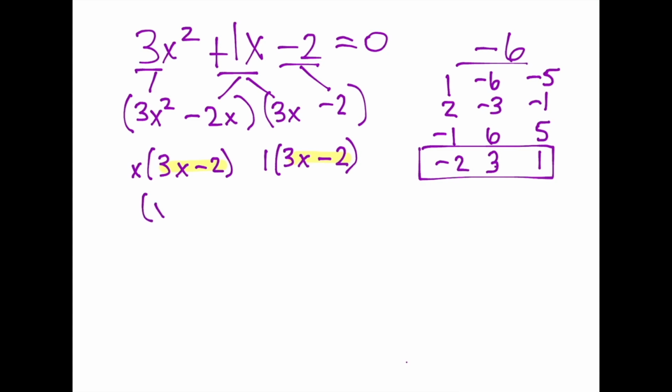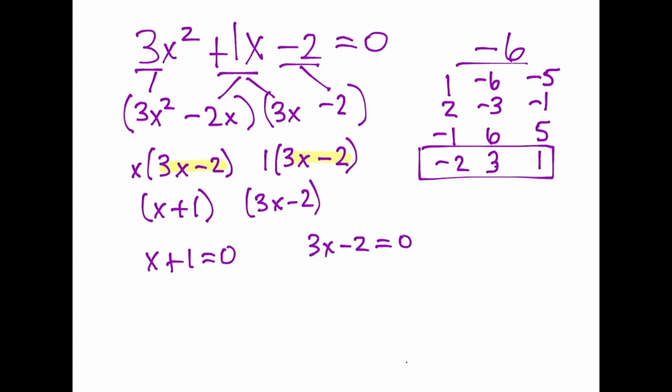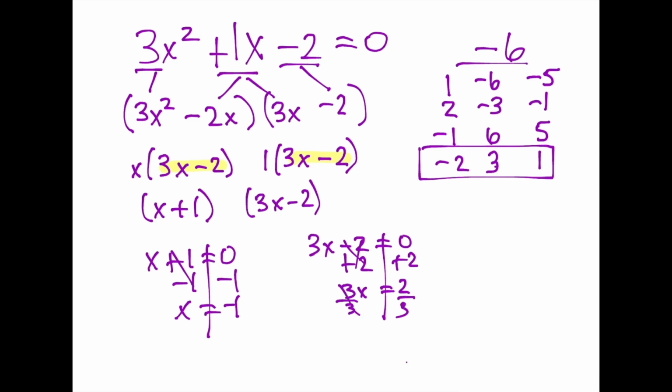Now we can take the outside terms and put them together, and the matching binomial, and we have one final step, to set them equal to 0. To solve for x, we need to subtract 1 from both sides, leaving us with x equals negative 1. On this one, we have to add 2, leaving us with 3x equals 2, and then divide by 3. So x equals 2/3. So our two solutions are x equals negative 1 and x equals 2/3.